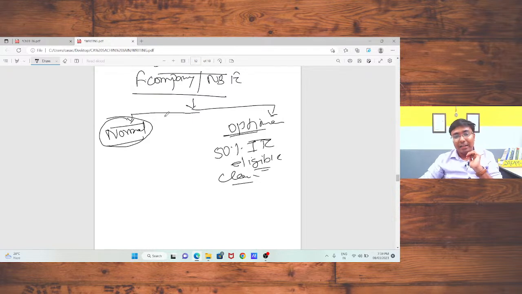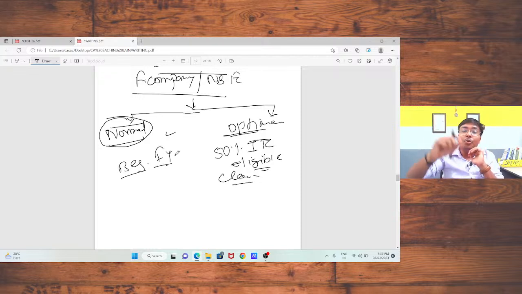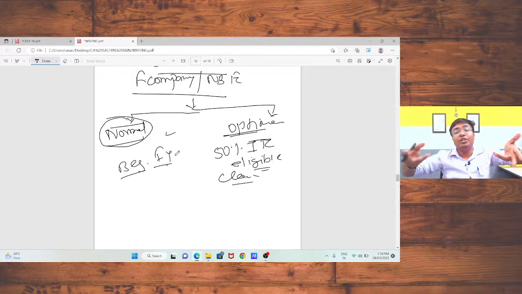Okay, so these are the options which are available in case of a financial company or non-banking financial company, but you need to select the option at the beginning of the financial year. Once you have selected the option, you cannot change it during the financial year. You need to select that option for the full financial year only.